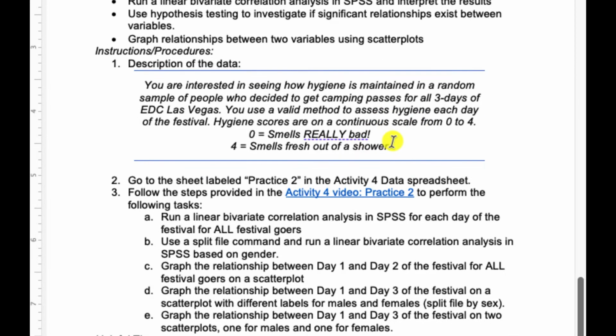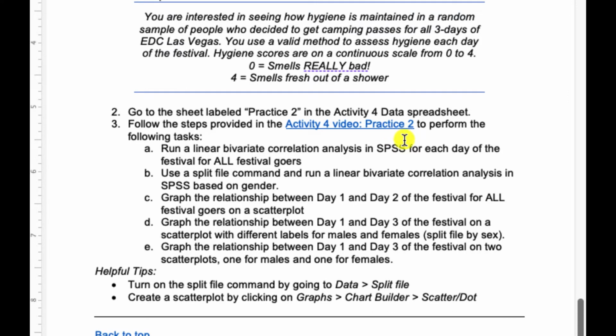Okay. So in our practice 2 data spreadsheet, we have our data, which I will show you in a second. We're going to run a linear bivariate correlation for each day of the festival for all festival goers. We're then going to run a correlation analysis using a split file and dividing our participants based on their gender.